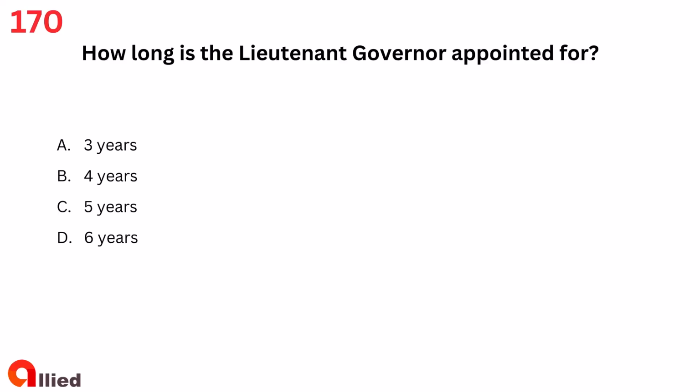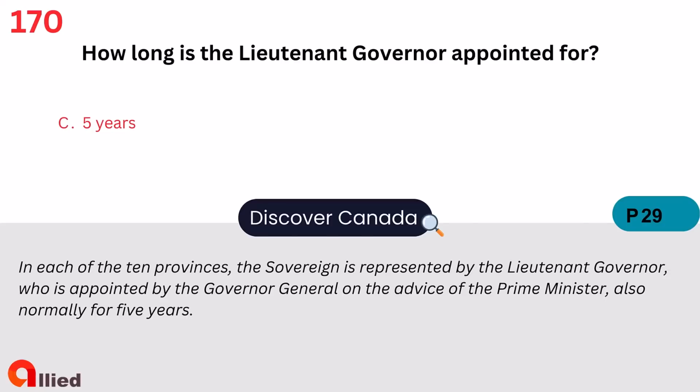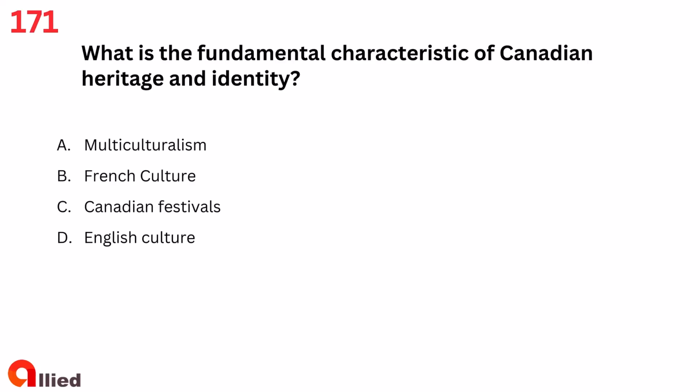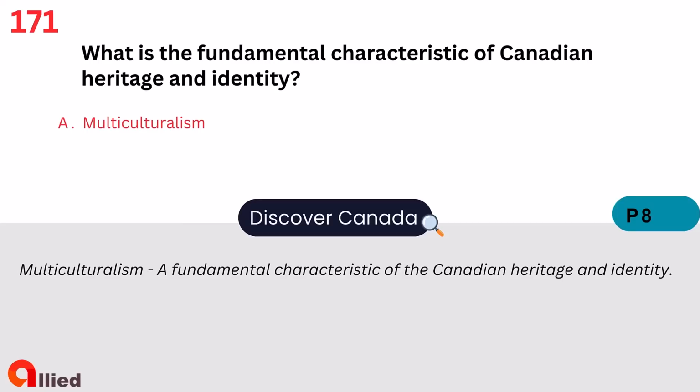D. 6 years. The answer is C. 5 years. Question 171. What is the fundamental characteristic of Canadian heritage and identity? A. Multiculturalism. B. French culture. C. Canadian festivals. D. English culture. The answer is A. Multiculturalism.